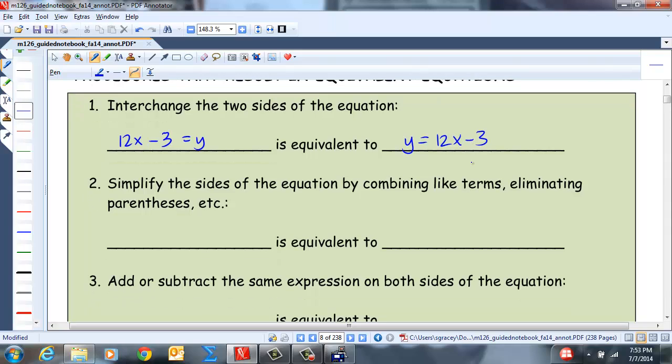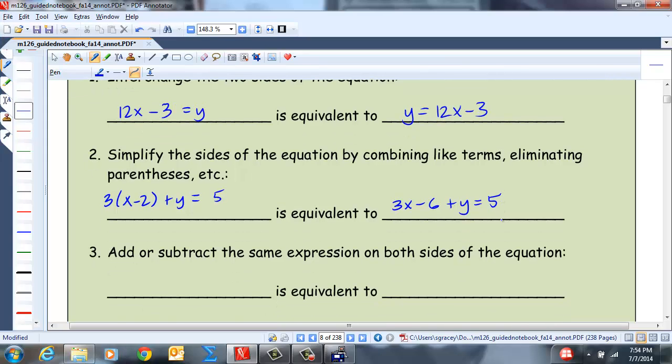We can also simplify the sides of the equation by combining like terms, eliminating parentheses, etc. So you might have to do a little work in order to isolate y. So let's say you had 3 times x minus 2 plus y equals 5. That would be equivalent to 3x minus 6 plus y equals 5. And you would still keep working on that so that you would isolate y. You would get y alone.